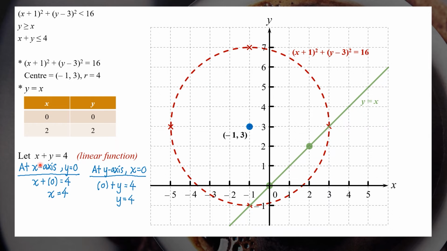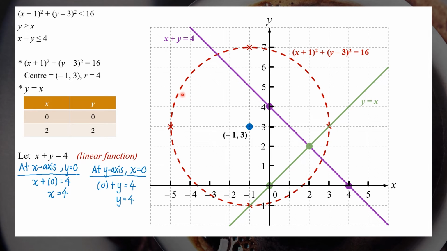Finally is the third equation, x plus y is equals to 4. At x-axis, so here is the x-axis, y is equals to 0. So here x is 4. So we have the point x is 4. At y-axis, x is 0. We have y is equals to 4. By connecting both points with a solid line, because we have the equal sign in the inequality sign, we have a solid line, x plus y is equals to 4.